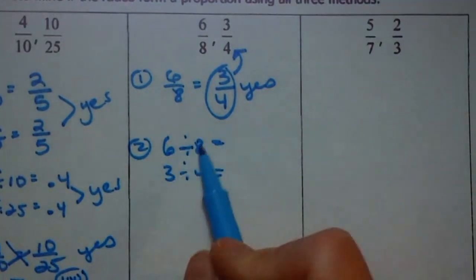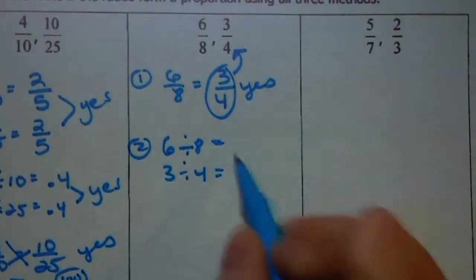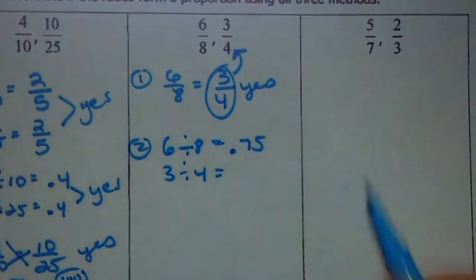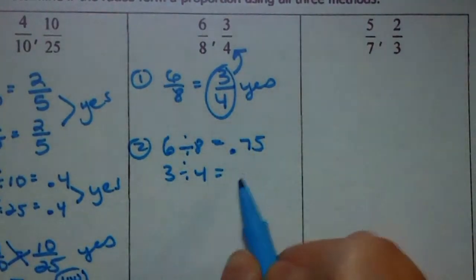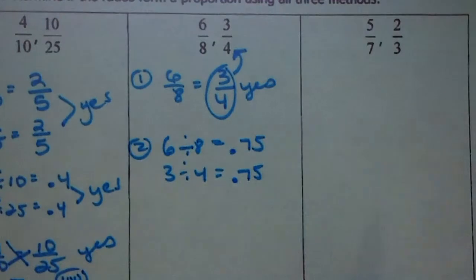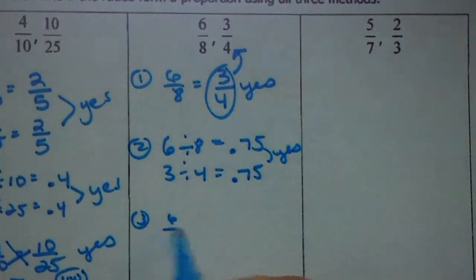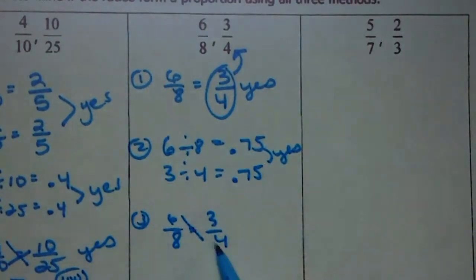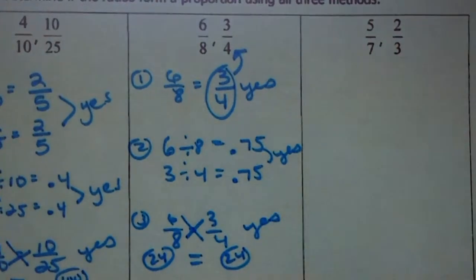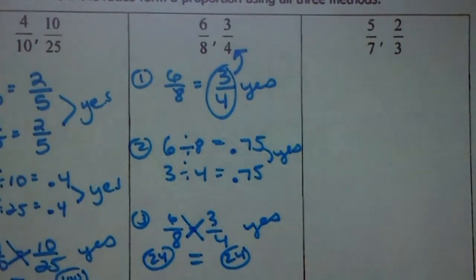When you take 6 divided by 8, enter, you end up getting 0.75. And if you take 3 divided by 4, you get 0.75. It's still a yes. The third method, we could set this up and cross multiply them. 6 times 4 is 24, and 3 times 8 is 24. 24 does equal 24, so we know that it's a yes.